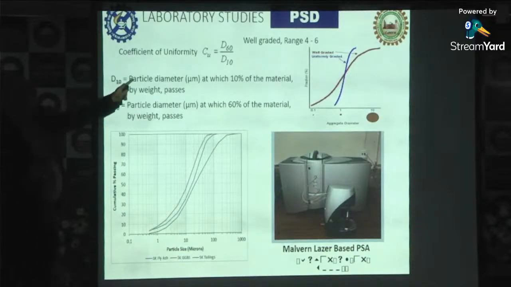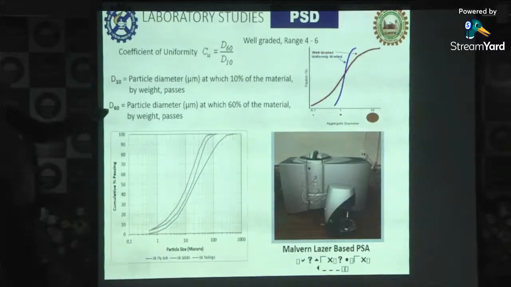D10 is the particle diameter at which 10% of the material by weight passes. So D10, suppose you are getting this D10. What is the value of D10? Anyway, I will just skip it.